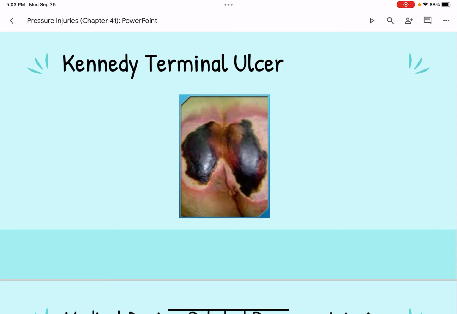Kennedy terminal ulcers occur over a bony prominence 2 to 3 days before death. The sacrum is the most common site. The cause is thought to be skin failure. The skin, along with other body organs, shuts down 10 to 14 days before death. The onset of the Kennedy terminal ulcer is often sudden. They are shaped like a pear, butterfly, or horseshoe. And the Kennedy terminal ulcer can be red, yellow, purple, or black.